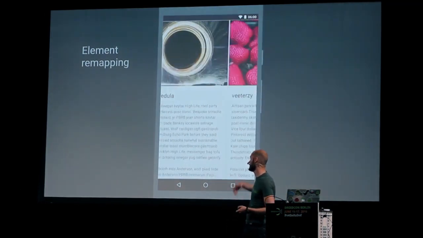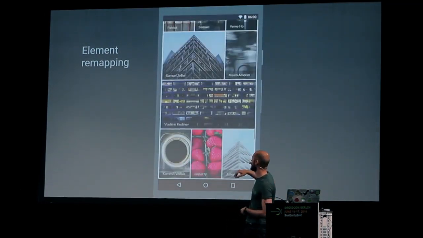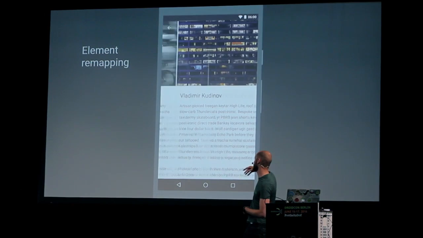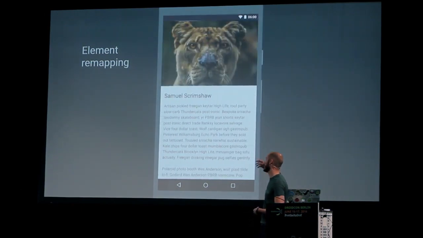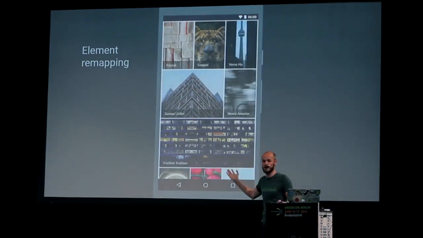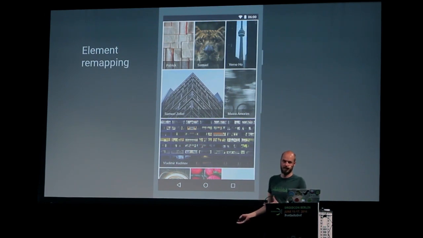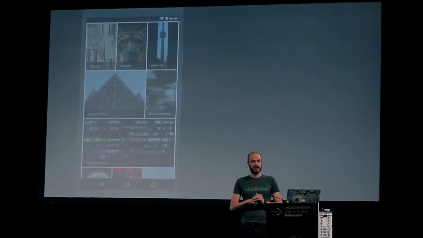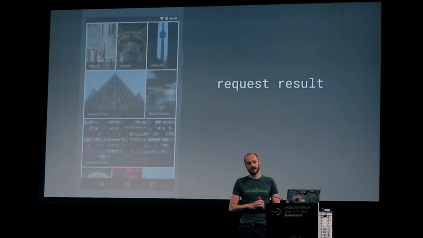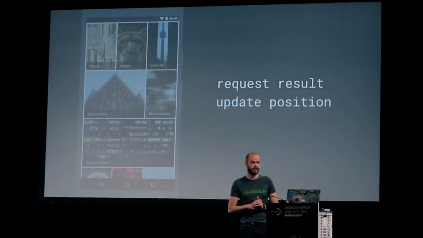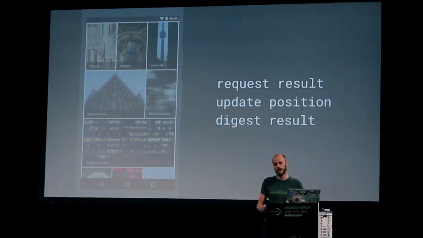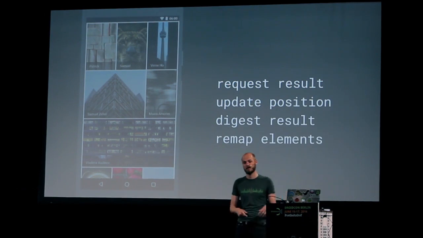So basically what happens, I introduce the view pager, and you slide through that. On the way back, it comes back to a different element, which is even cooler, because it is one of the things that a lot of apps do. They have a gallery within a master activity, then they open it up to have view pagers, and you slide through. To do this, you first have to request the result, then update the position within the response, then you have to digest that, and you have to remap the elements manually.